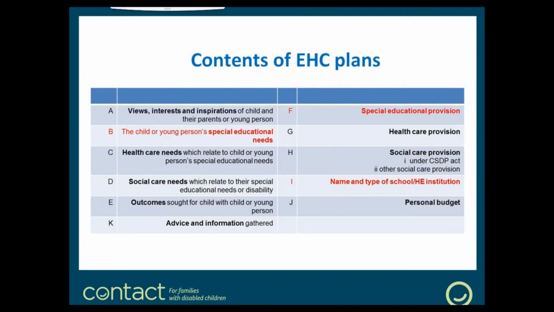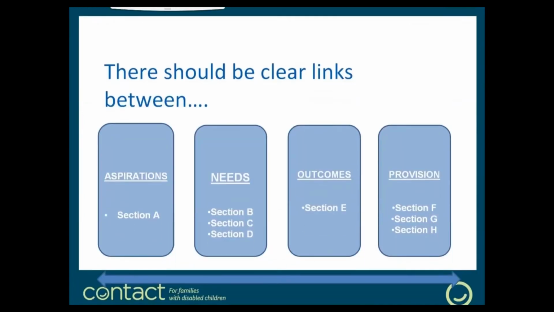They don't have to necessarily be in that order. Quite often, for example, in Cambridgeshire, you see Section I at the very front, so it will have your child's name and contact details, and at the bottom will say Section I and the school. So if you're going to the back of the plan and thinking, oh, there's no school named, it may well be at the front, just something to bear in mind.